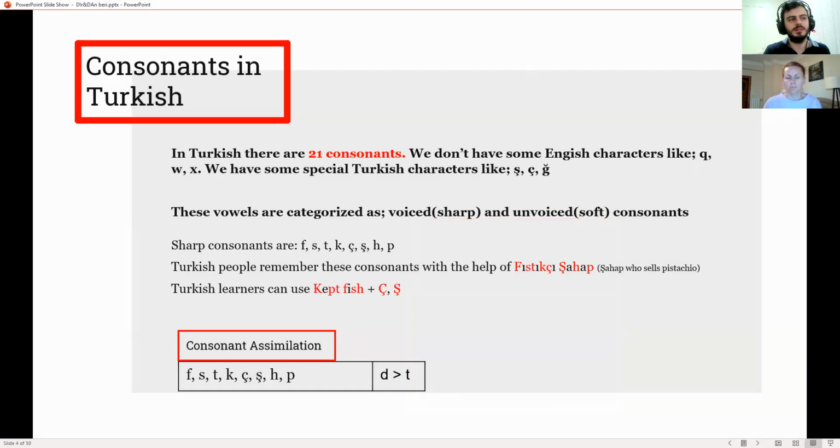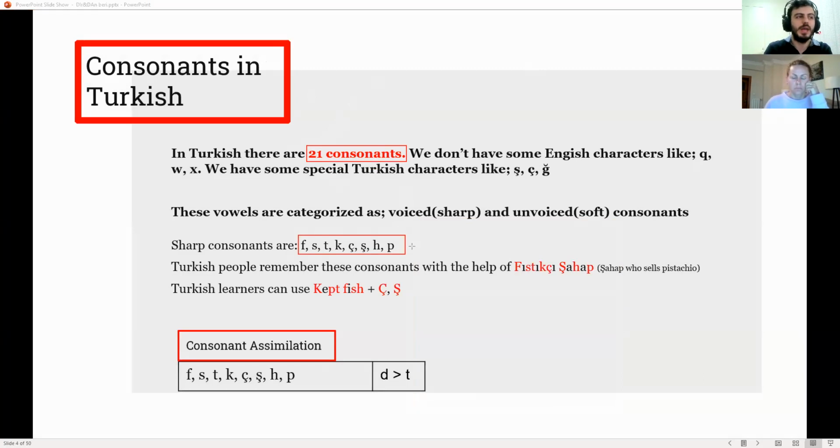But there is also one more basic rule that we are going to talk about, and that is consonant assimilation. We also talked about the 21 consonants in Turkish, and there are some consonants that are sharp, like fe, se, te, ke, çe, şe, he, pe. These are explosive consonants. They are sharp consonants.